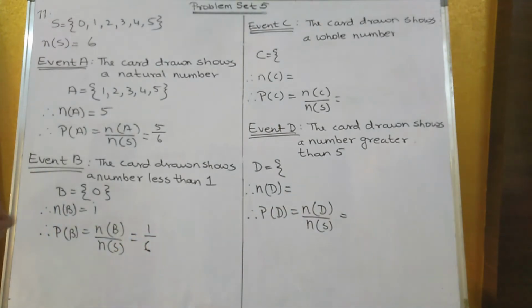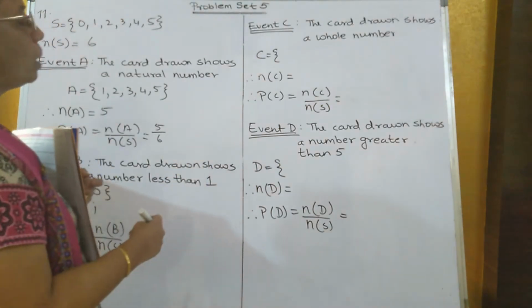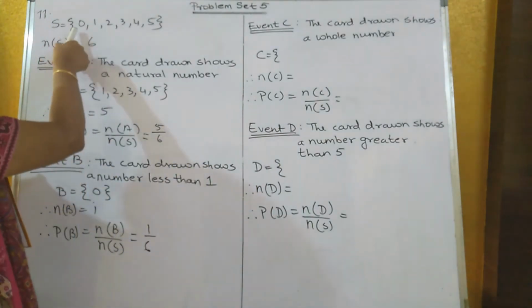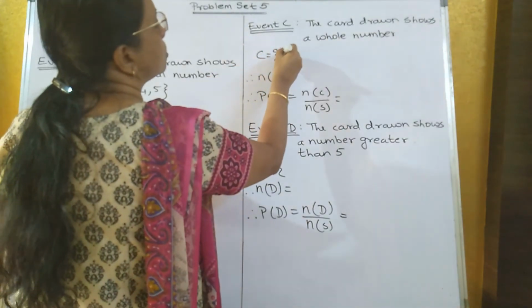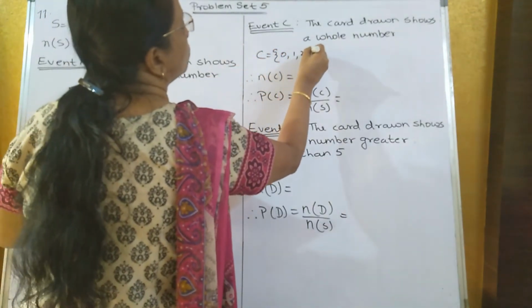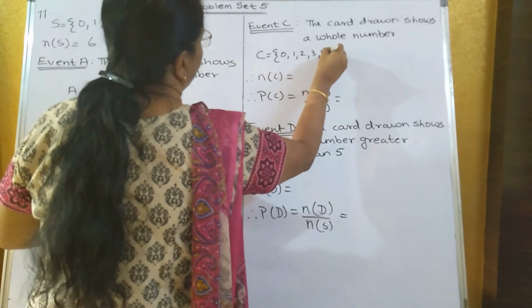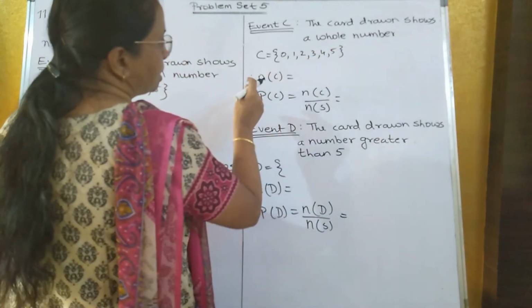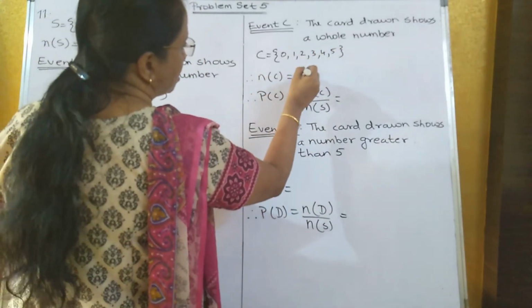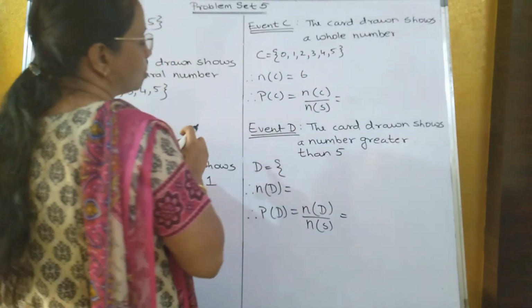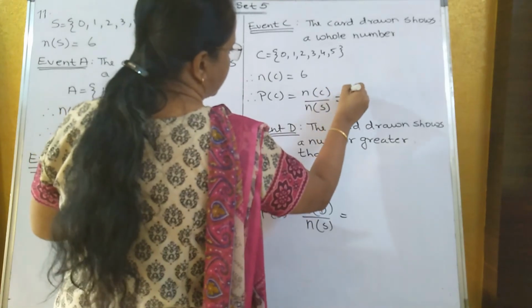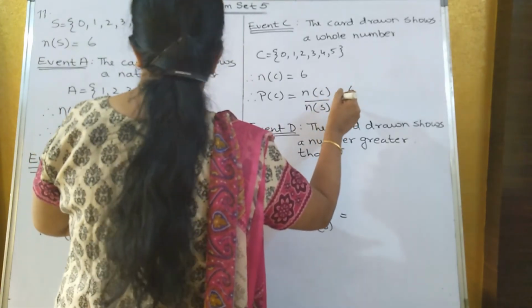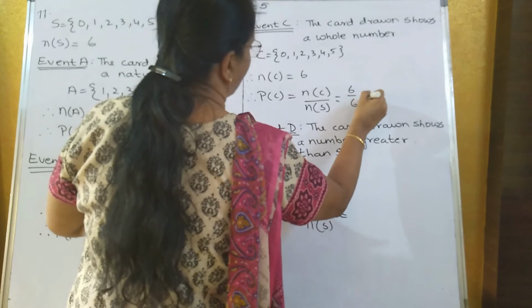Now event C, the card drawn shows a whole number. Now whole number, all of this from 0 to 5 is a whole number. So I write down all the numbers 0, 1, 2, 3, 4 and 5. So how many elements are there? If you count, there will be 6 elements. This 5 plus 1, 0, is equal to 6. So PC is equal to NC upon NS, that is 6 upon 6, that's equal to 1.